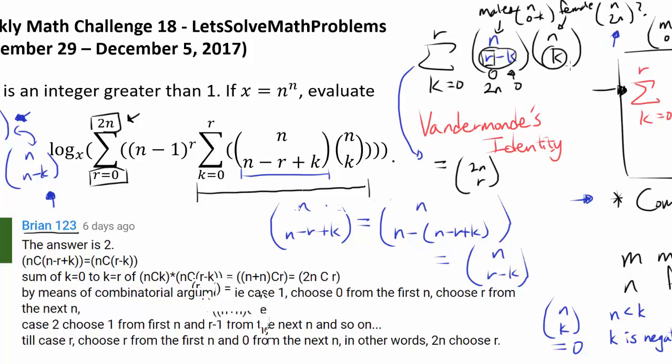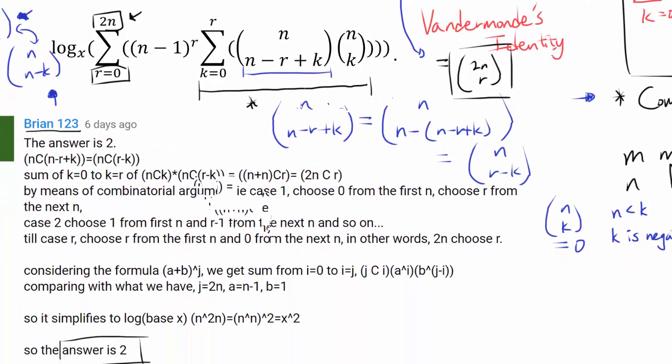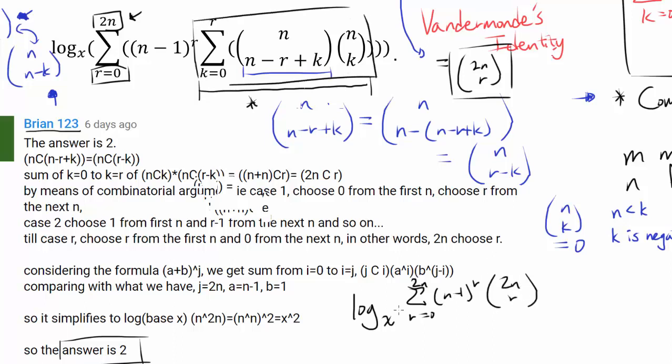and we can either pick 0 from this one and r from this one, or 1 from this one and r minus 1 from this one, and obviously we're doing summation to take all of those into account. So this entire inner summation simplifies to 2n choose r. So we have log base x of the summation from r equals 0 to 2n of (n minus 1) to the r times 2n choose r, because this entire thing is 2n choose r.